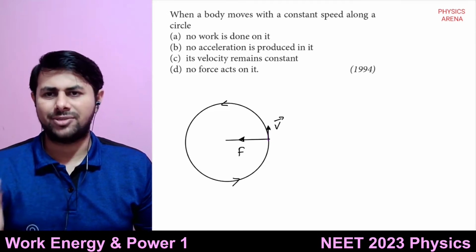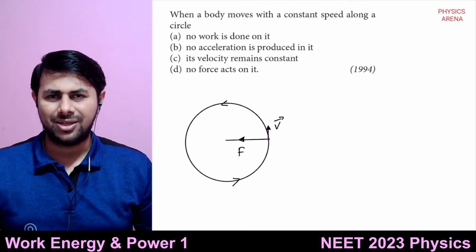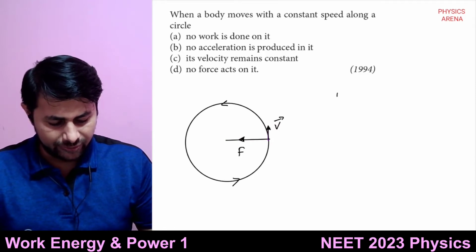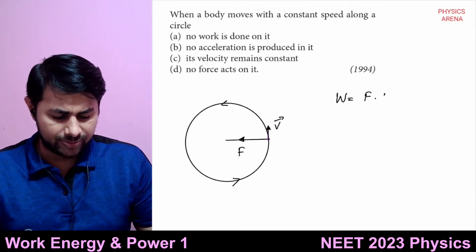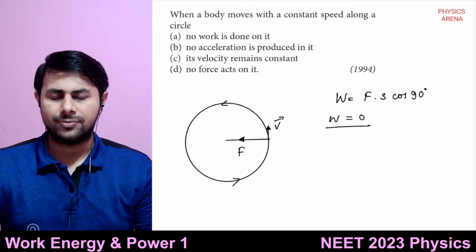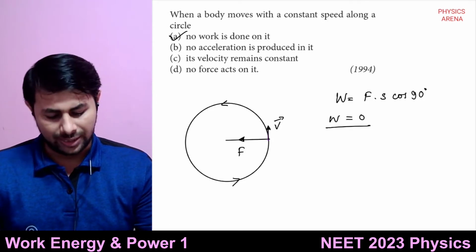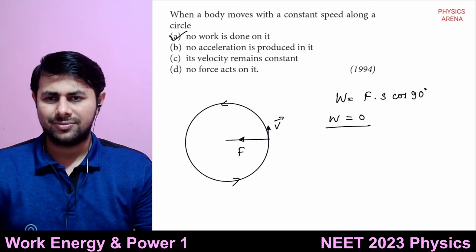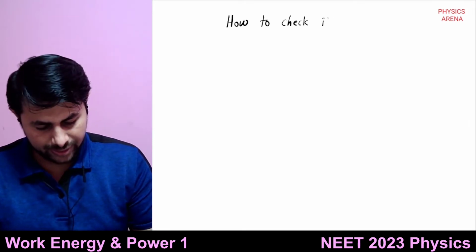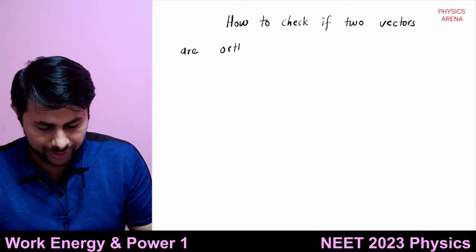If you consider any small displacement, or any displacement, at each and every point the force and displacement are at an angle of 90 degrees. So work done is equal to what? F into any small displacement S multiplied by cos of 90. Cos 90 is 0. So work done is equal to 0. Therefore no work is done on that object. Is it clear? How to check if two vectors are perpendicular to each other? If two vectors are orthogonal to each other.